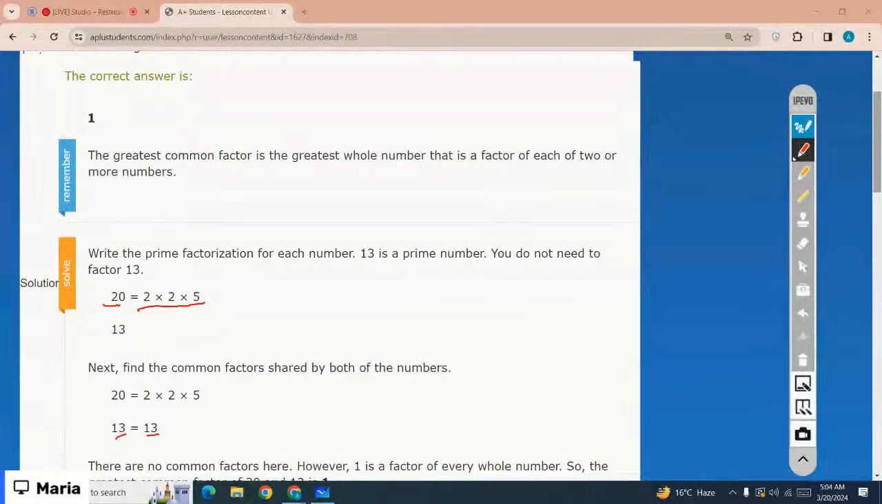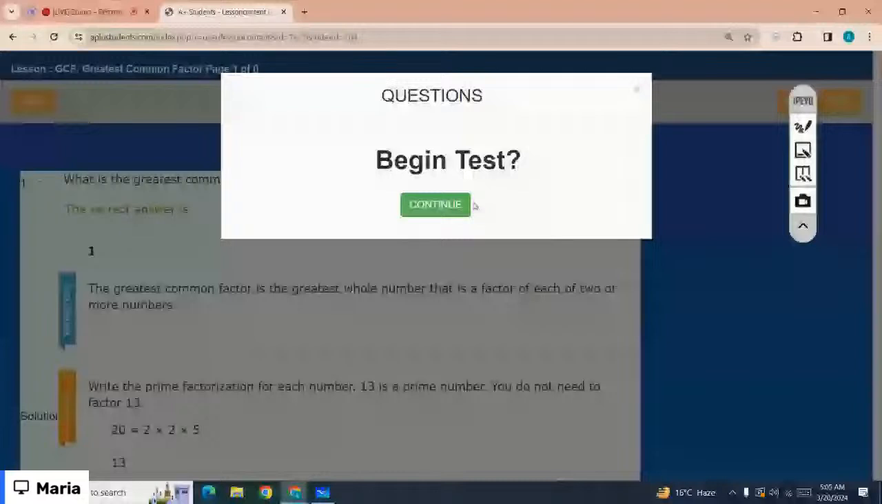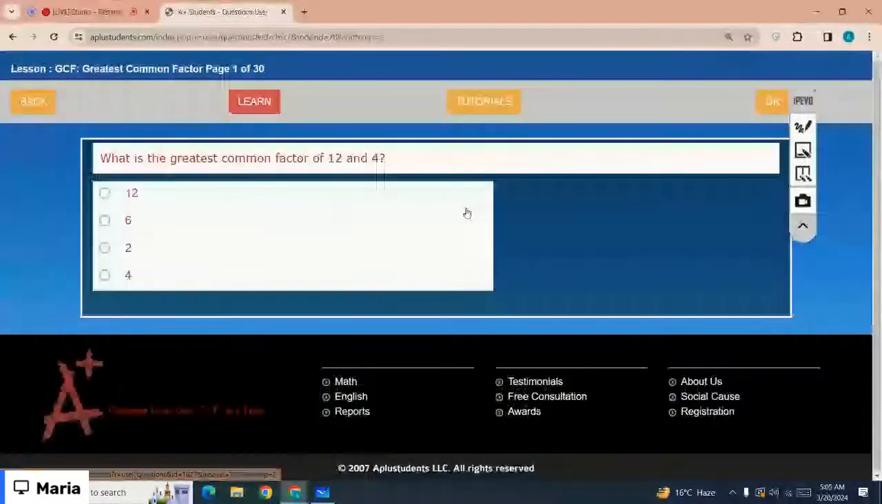How do we find the greatest common factor? You have to make the prime factors and find the common factor. But in this example, we don't have any common factor. That means the GCF is 1. You can have a look at these questions, they are already solved. I'm going to start the other test questions.